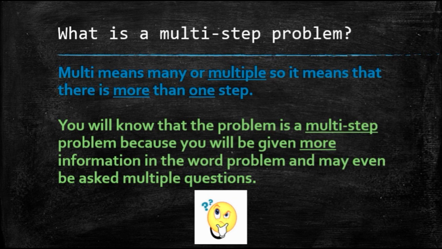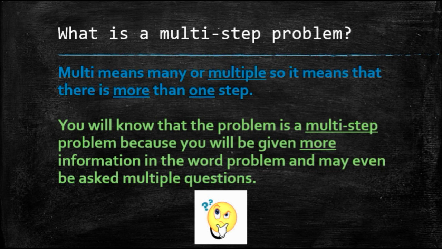Okay, so let's talk about multi-step problems. I'm confident that all of you know how to do this because you already know how to do everything in the problem. You just have to read the word problem a little more closely. So multi means many or multiple. So it means that there is more than one step. You'll know that the problem is a multi-step problem because you will be given more information in the word problem, and you may even be asked multiple questions. So not all of the questions are going to be the same, but they will be more complicated when you're reading them.